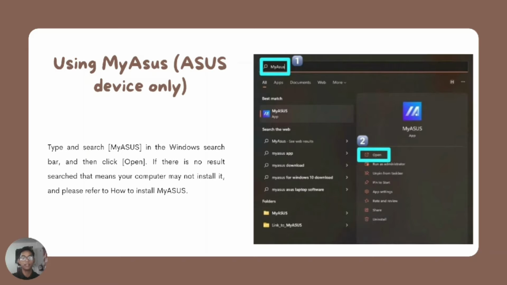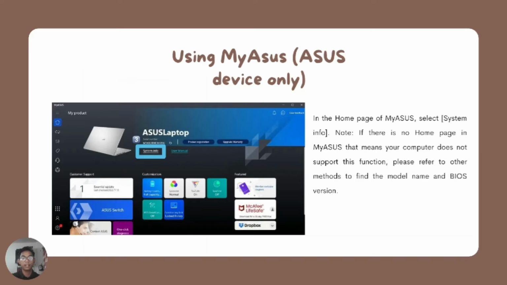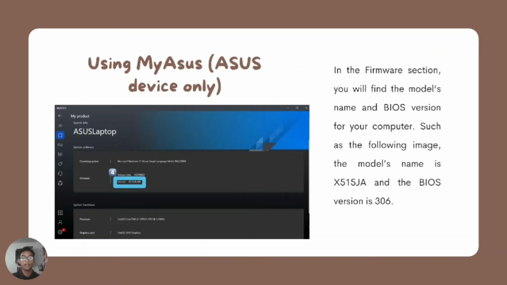First step is to type and search MyAsus on the Windows search bar, and then click open. Then for the next step, in the home page of MyAsus, select system information. Then in the firmware section, you will find the model's name and BIOS version for your computer, such as in the following image. The model's name is X515JA, and the BIOS version is 306.